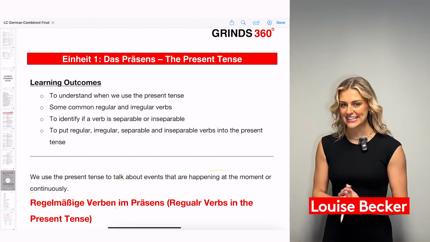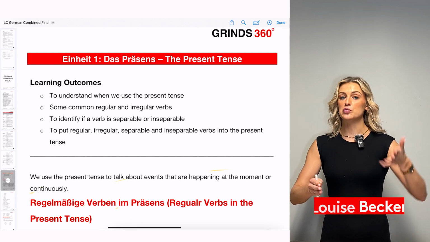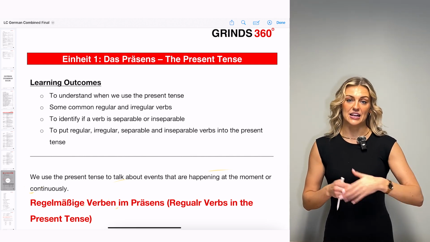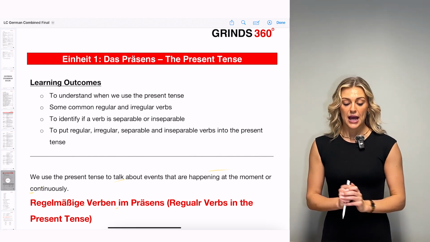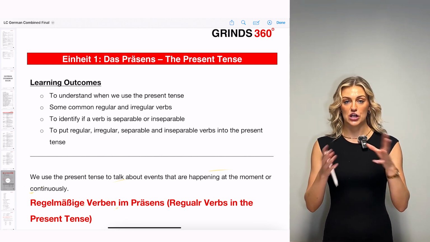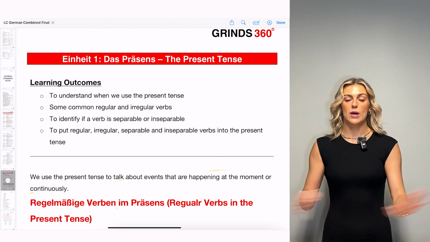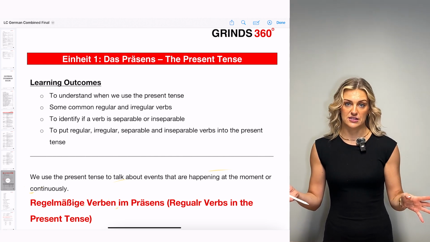Zwar das Präsens, the present tense, very important tense, the tense that we use the most when we are speaking and writing. Okay. So in my notes, I have the entirety of Einheit 1. Unit 1 is simply das Präsens, the present tense. So everything that you need to know about the present tense in German.